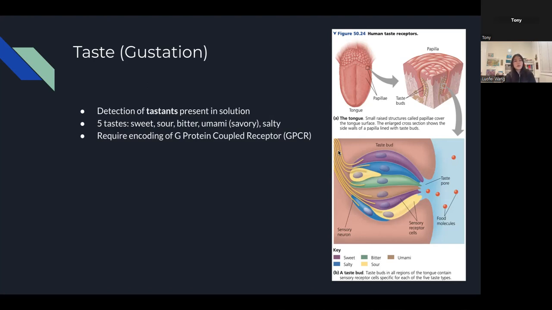For example, for a salty taste, you can just have table salt. For sweetness, glucose can be the tastant. And acids can be the tastant for the sour taste.